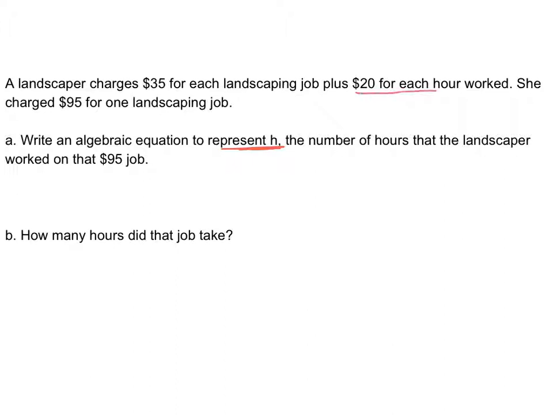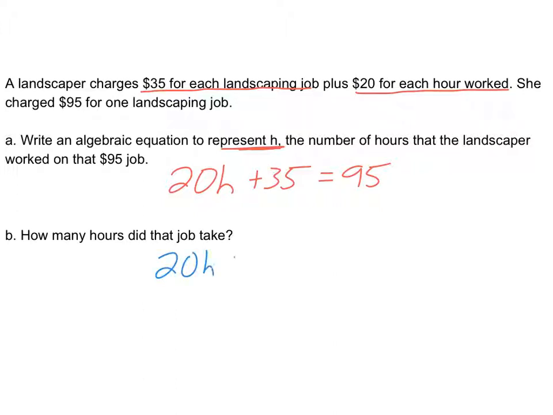So h is our number of hours worked. If you'll notice, $20 is with the hours worked. So we're going to put 20 times h. Then they charged $35 for the job on its own, so we're going to add that onto the end. So we got 20h plus 35, and it gives us a total of the $95 that she charged total. So now we're going to have this equation here, 20h plus 35 equals 95, and we're going to solve it.